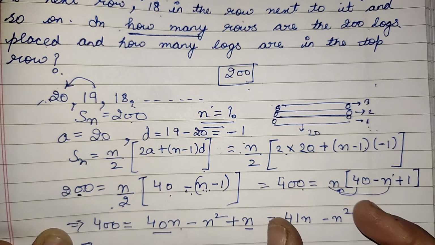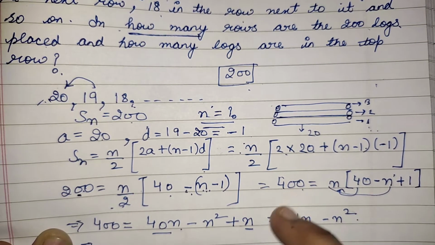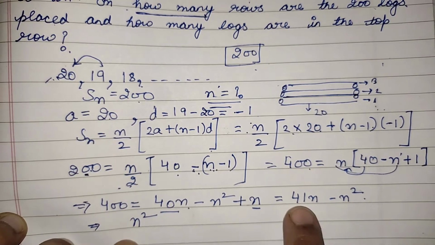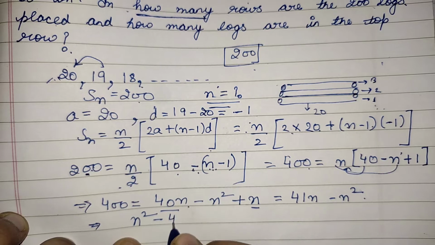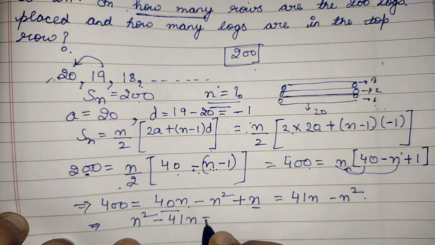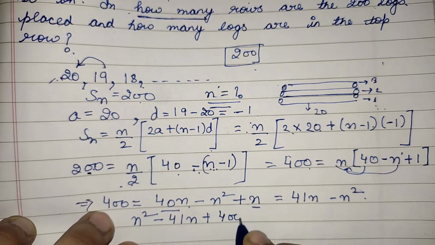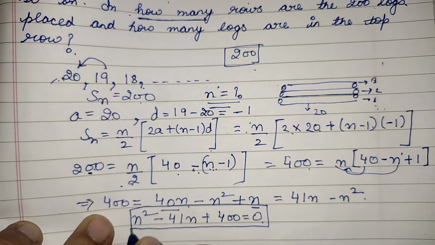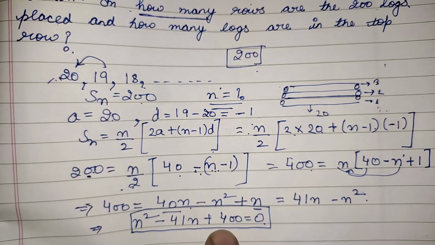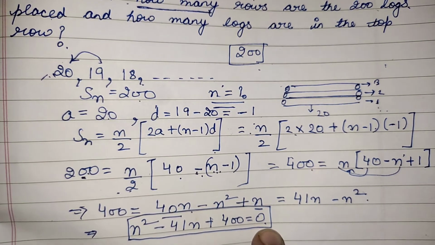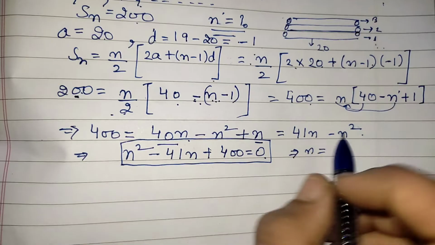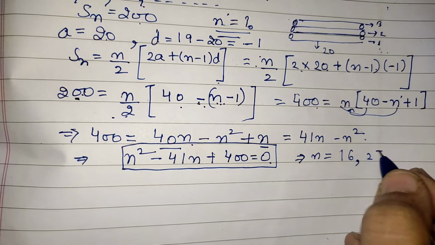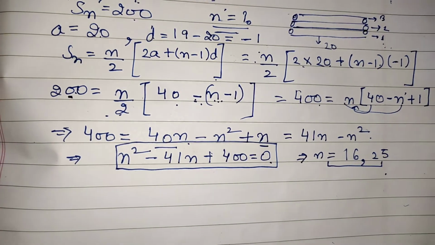I can write the equation in the reverse manner also, meaning all these terms will go to the left hand side, so n square will become positive, 41n will become negative, and plus 400 will remain on the left hand side only. So my quadratic equation will be formed: n square minus 41n plus 400 is equal to 0. When you solve this quadratic equation, you will get n is equal to 16 and n is equal to 25.